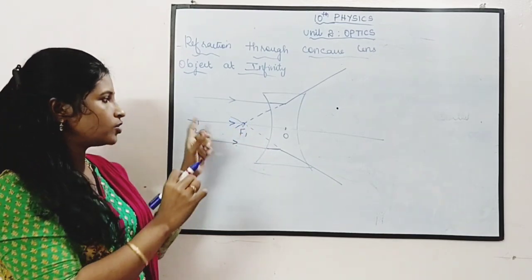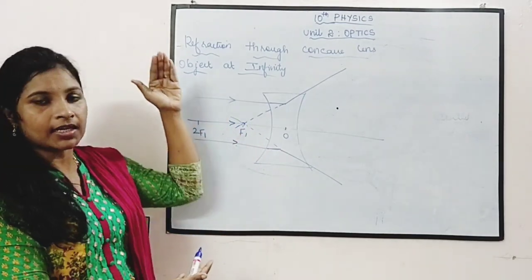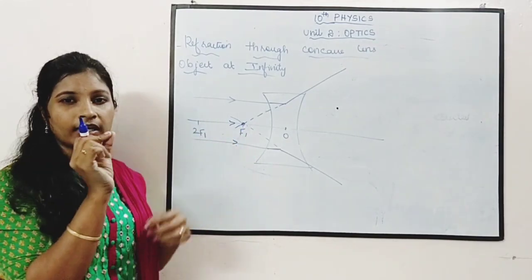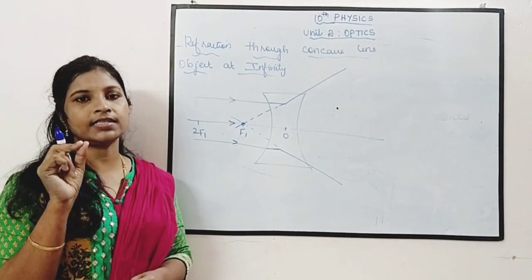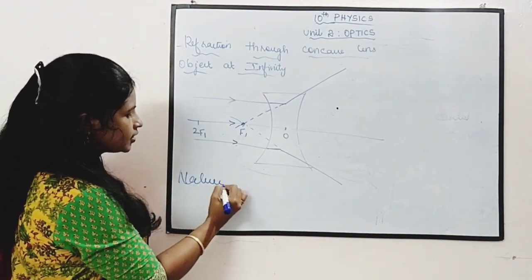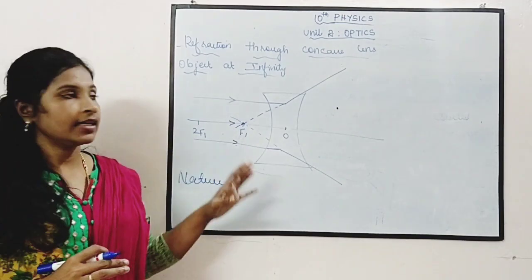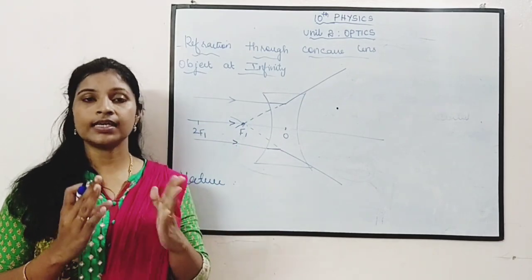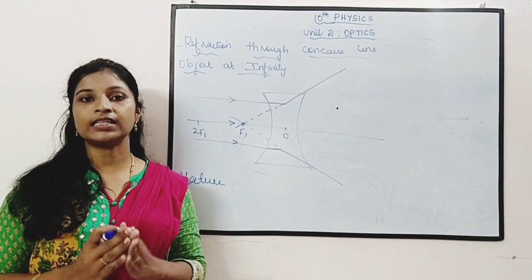So this is the point size image. You have got a very small sized image. So what is the nature of my image? What is the nature? Here, in case of concave lens, we cannot obtain the real image. We can obtain only the virtual image.